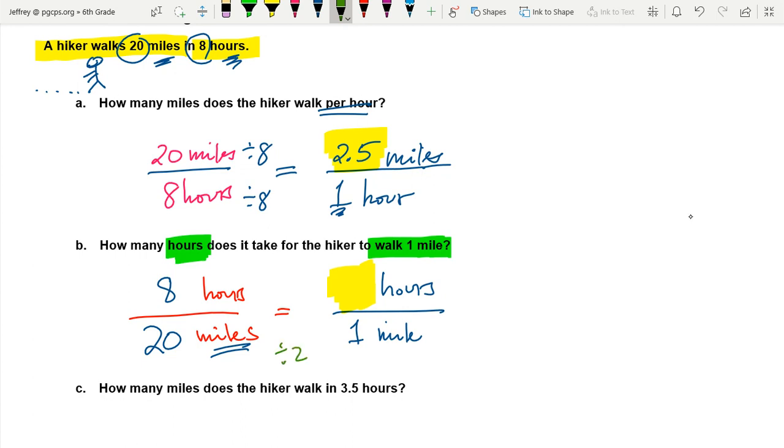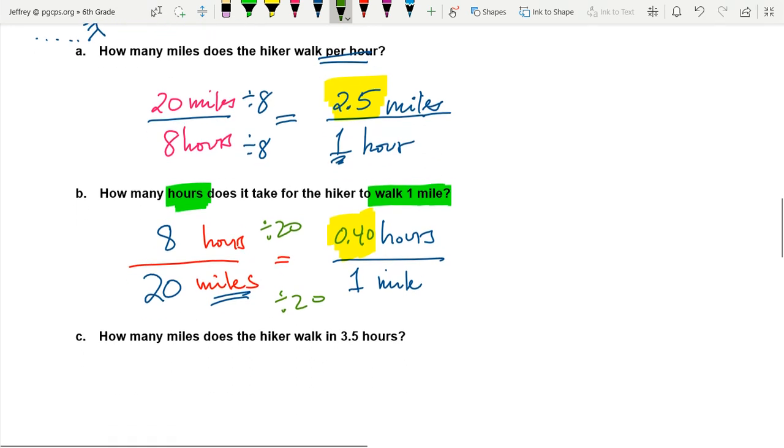Now, how do we get from 20 into 1 mile? We're dividing by 20. So 8 divided by 20 should give you 0.40 hours, or 40 hundredths hours per mile. Now, how many minutes would that be? All you need to do is multiply 0.40 times 60, and you would get about 24 minutes. So that's part B. Remember, order matters.